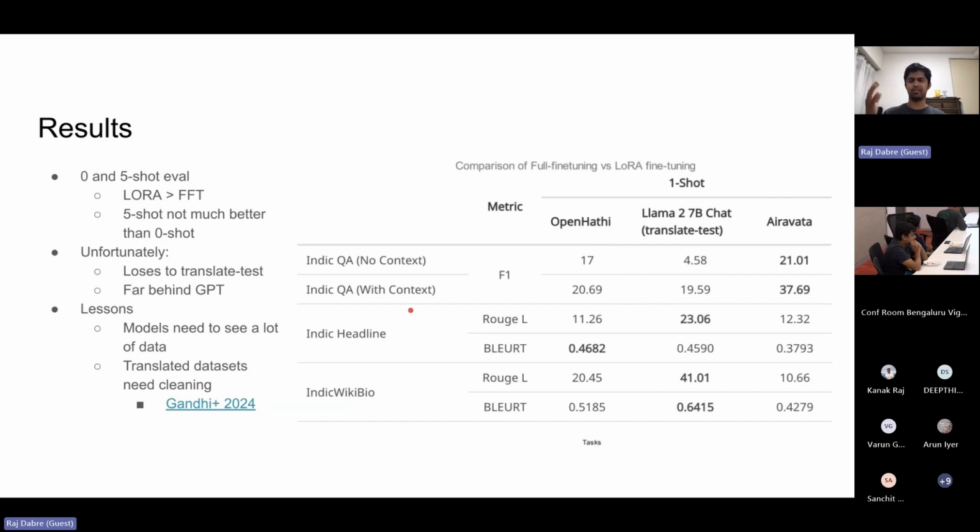Of course, GPT and Llama have seen a lot more data. Airawat has not seen that much, neither has OpenHathi. So the lesson over here is essentially that models do need to see a lot of data, and translated datasets need a lot of cleaning.